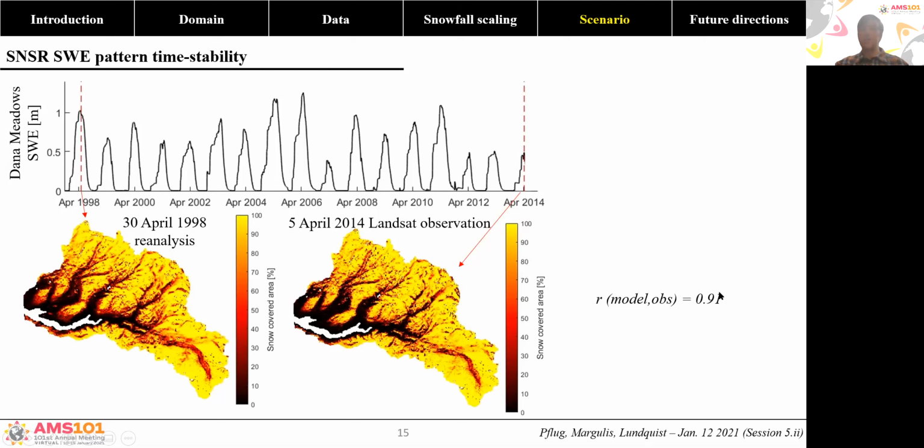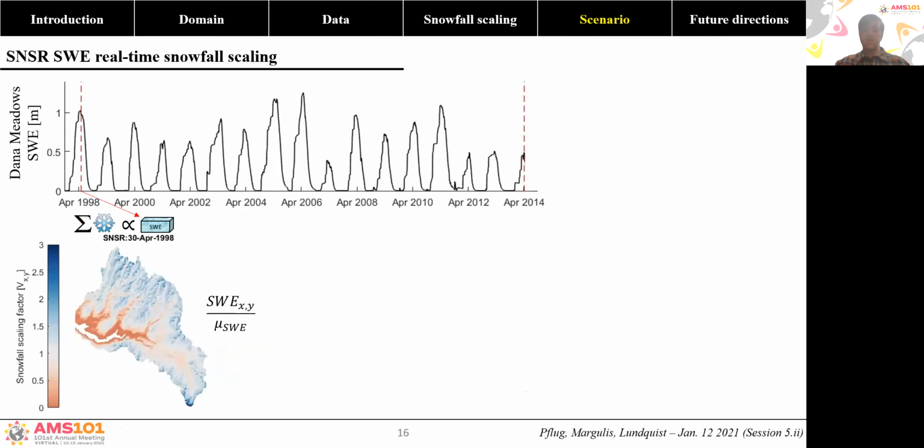So a strong agreement. So in fact, we could actually use SWE on the 30th of April, 1988 to actually create a pattern to scale snowfall in 2014. So that's what I'm showing here. SWE at every XY grid cell normalized by mean SWE across the full Tuolumne domain.